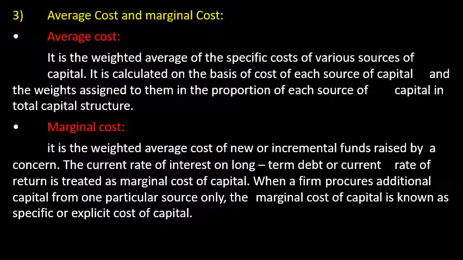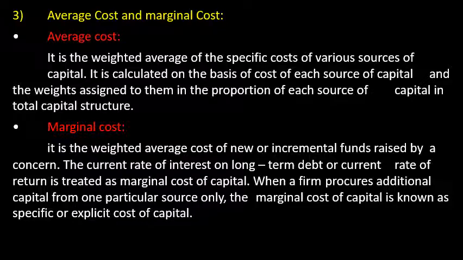The next type is average cost and marginal cost. Average cost is the weighted average of the specific cost of various sources of capital. Then you should know what specific cost is. It is calculated on the basis of the cost of each source of capital and the weights assigned to them in the proportion of each source of capital in a capital structure.